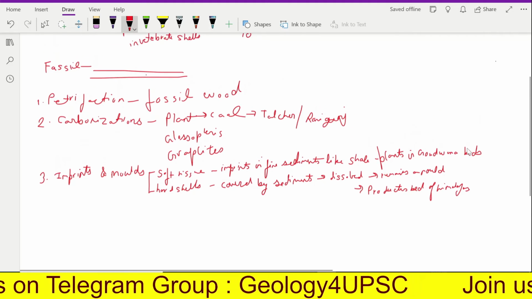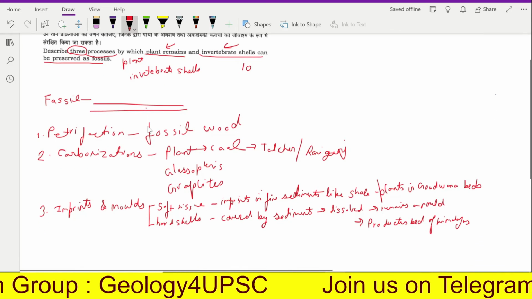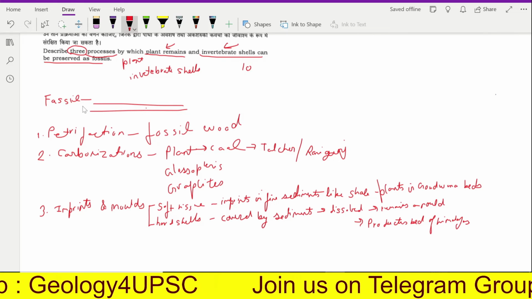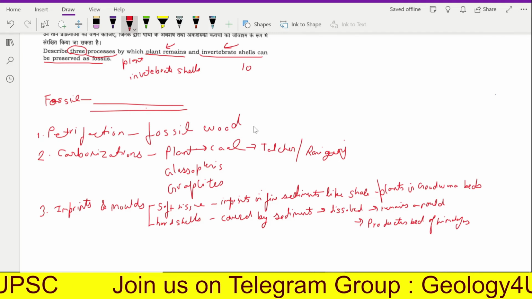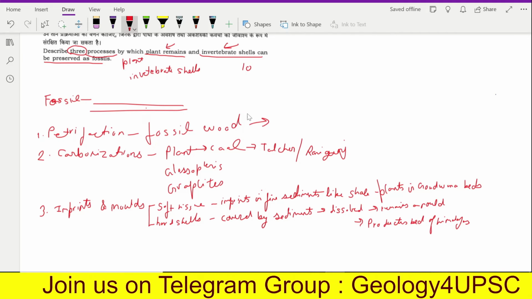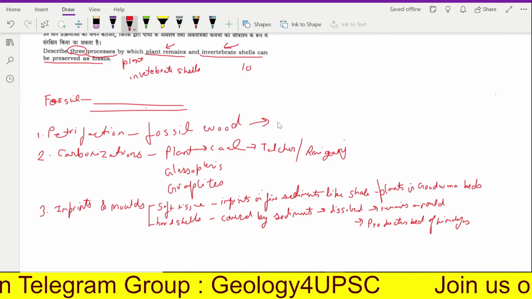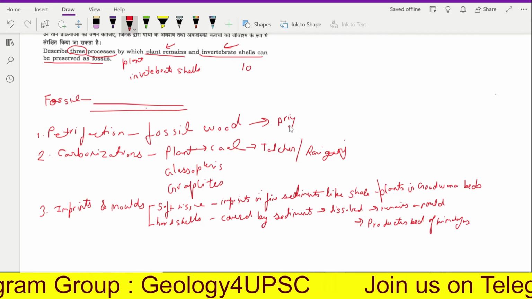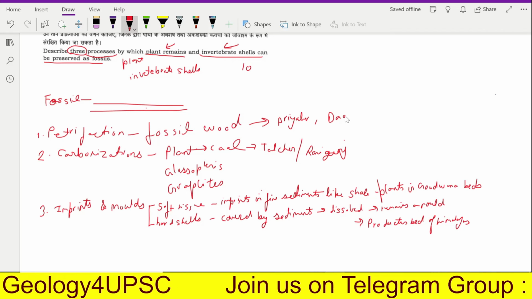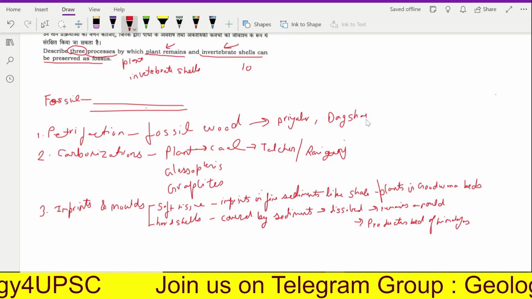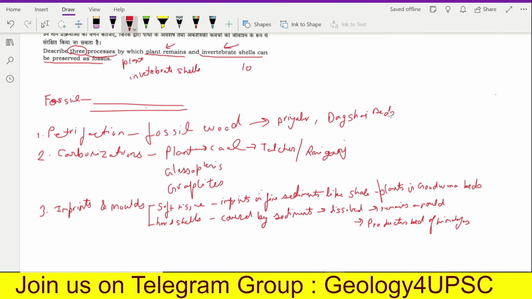So we have to describe three processes by which plant remains and invertebrate shells can be preserved as fossils. First, we wrote a line about what a fossil is. Then we wrote about petrifaction. You have to write the method of petrifaction, and then the examples. For the example of fossil wood, you can write about the Dark Shahi beds, where we get petrified wood.